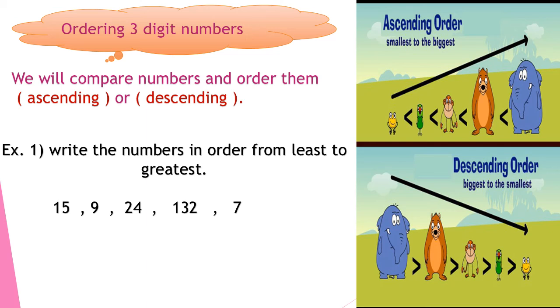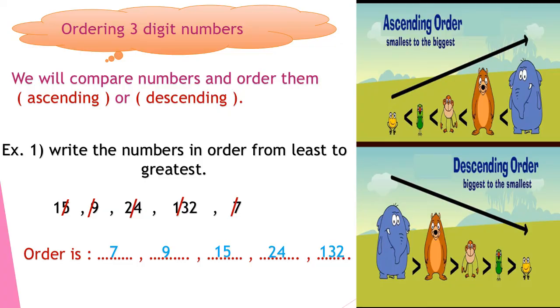Which is the smallest number? 15, 9, 24, 132, or 7? The smallest number here is 7. Then write 7 and cancel it. And the smallest is 9. Write 9 and cancel it. We have here 15, 24, 132. The smallest is 15. Write 15 and cancel it. And write 24 and cancel it. And the last number, 132.